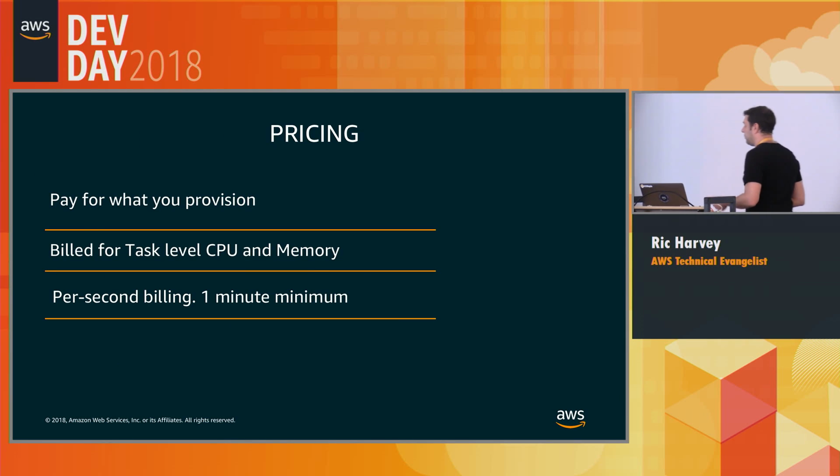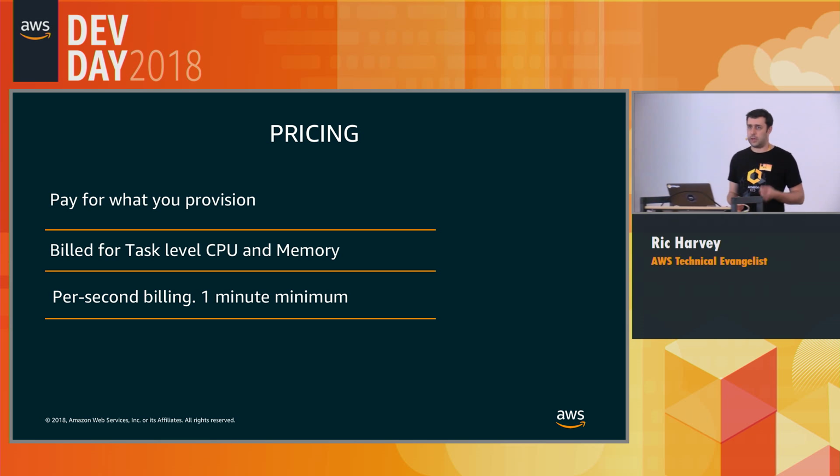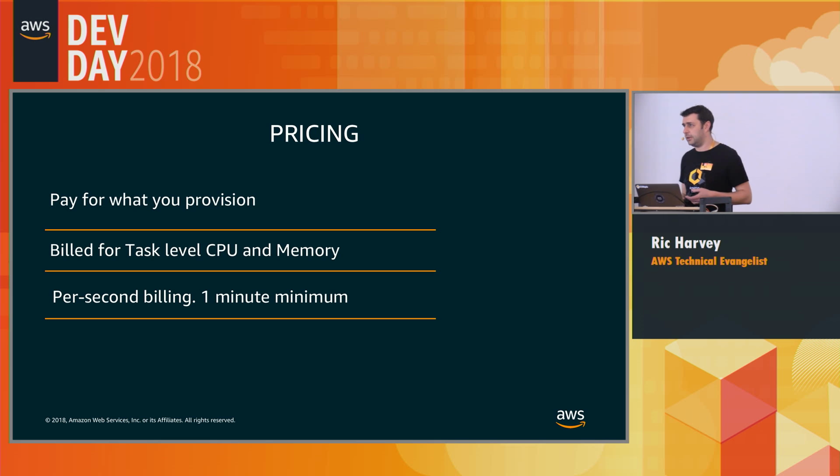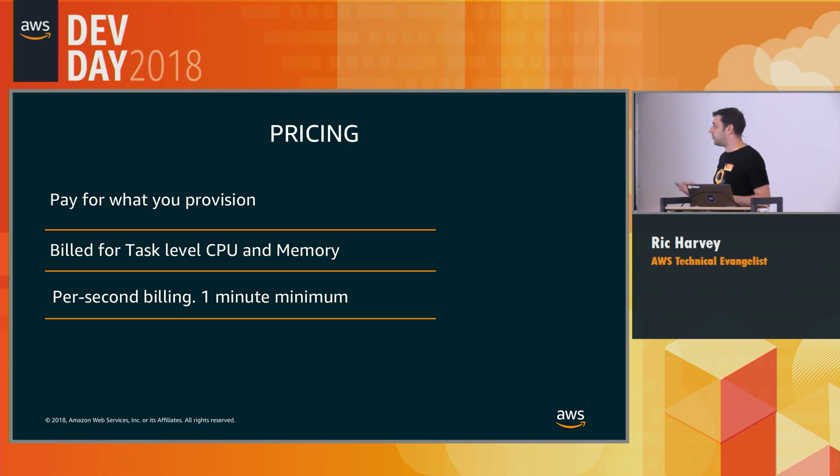Now, pricing-wise, you're going to pay for what you provision, and you'll be billed at a task level. So if your task is 5 containers in, and between that you're using 2 virtual CPUs, you'll get charged on the 2 virtual CPU total and the memory total that you're using. There's also per second billing. It's a 1 minute minimum, but if you switch your containers off 1 minute 20 seconds in, you'll get charged for 1 minute 20 seconds worth of runtime there.